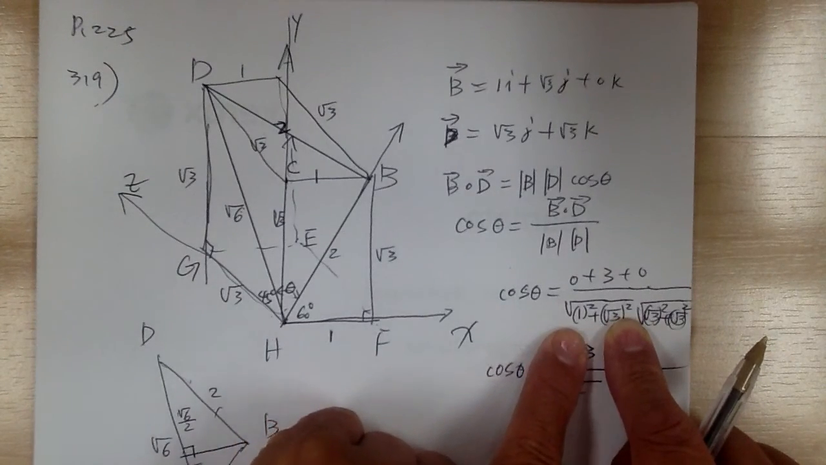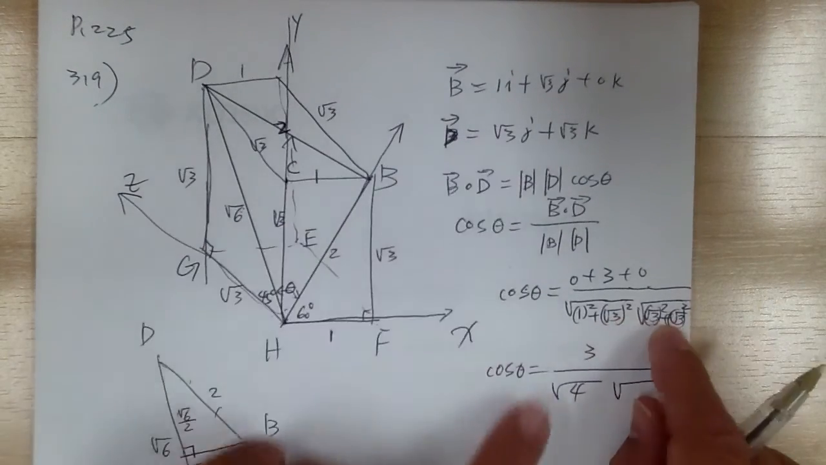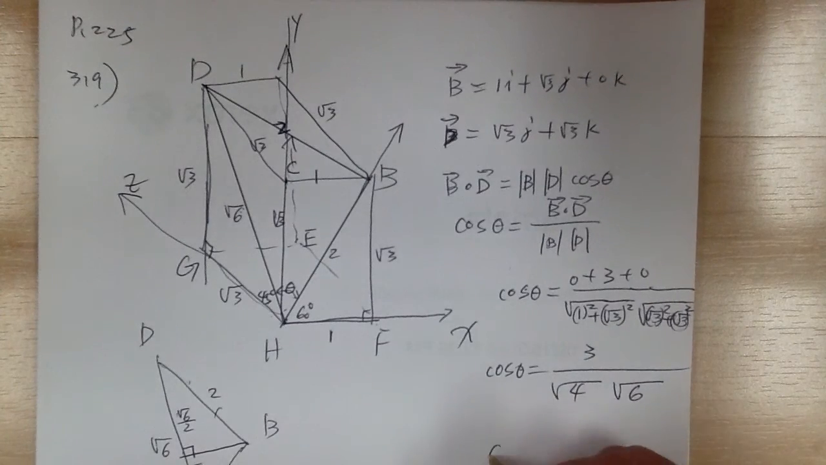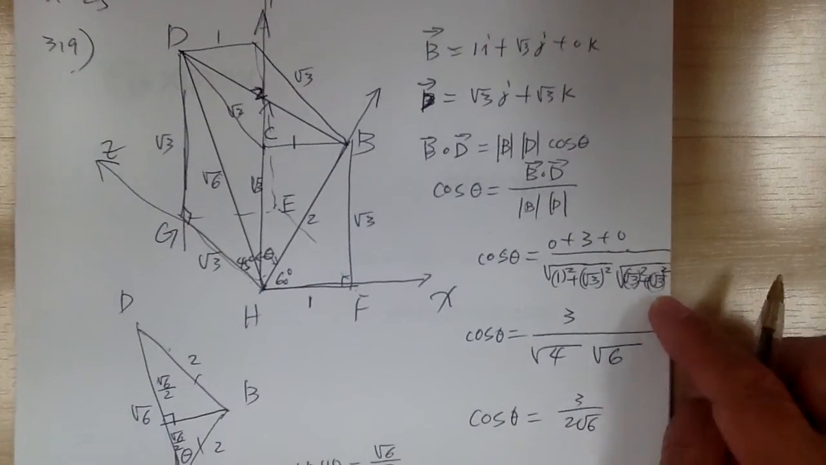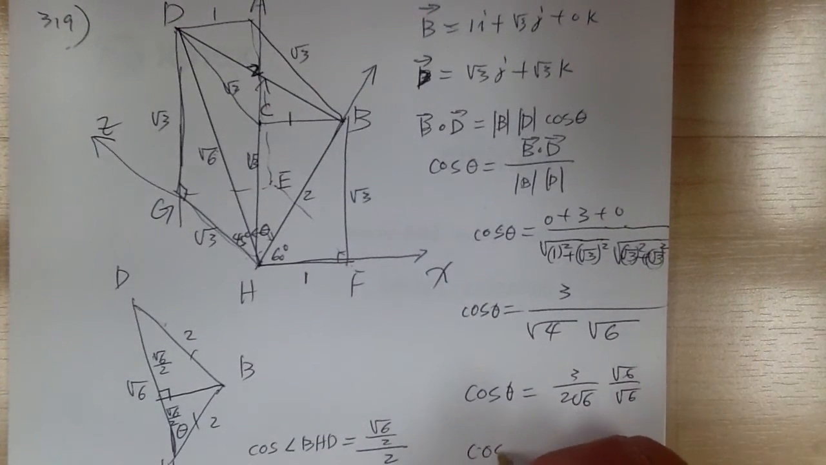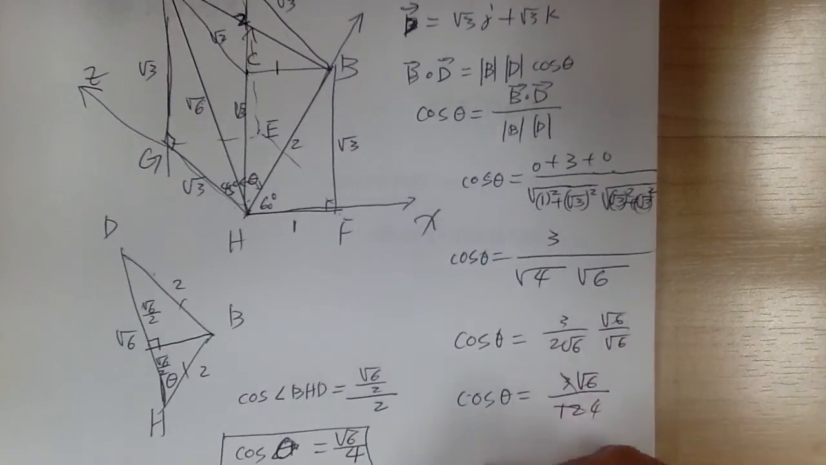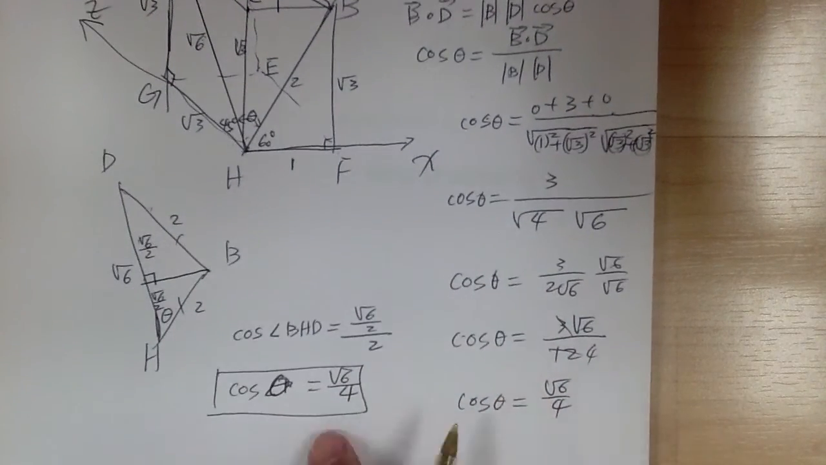Okay, let me double check. Yeah, okay. So it'll be square root of 4 and square root of 6. So cosine theta will equal 3 over 2 square root of 6. Okay, and simplify. So cosine theta equals square root of 6 over 4. And you get the same answer.